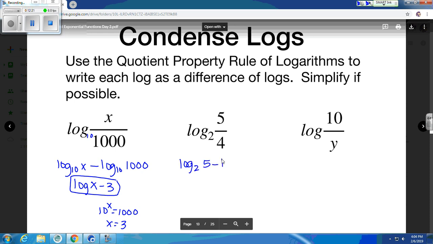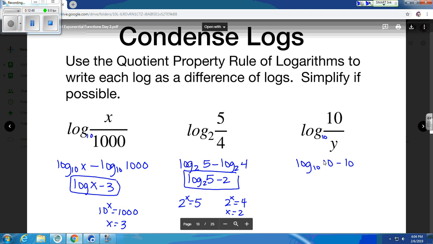Log base 2 of 5 minus log base 2 of 4. There is no whole number I can take 2 to a power of and get the answer 5. But I can use 2 to the second power to get 4. So my answer will be log base 2 of 5 minus 2. Log base 10 of 10 minus log base 10 of y. 10 to the first power would be 10. So I have 1 minus log of y.